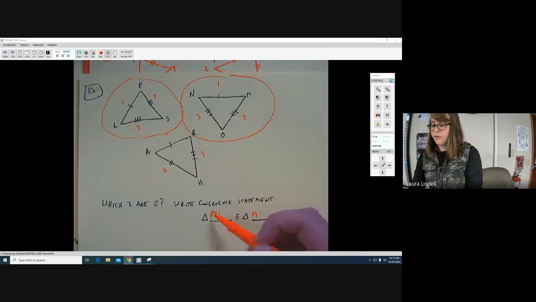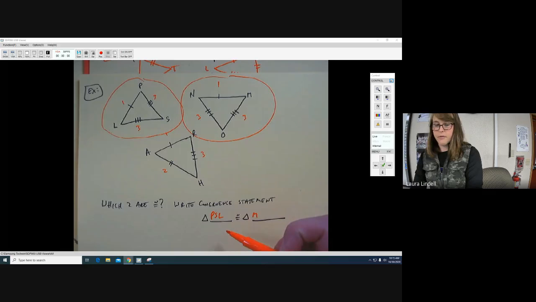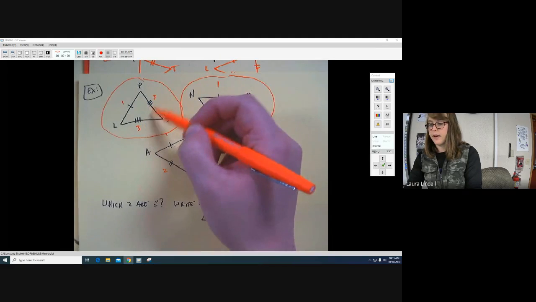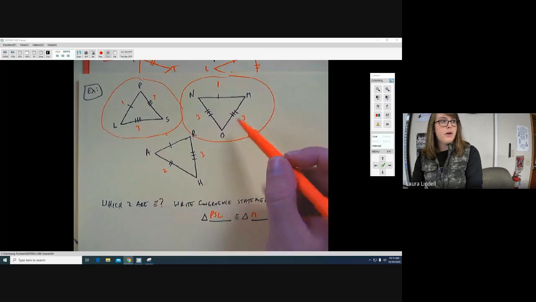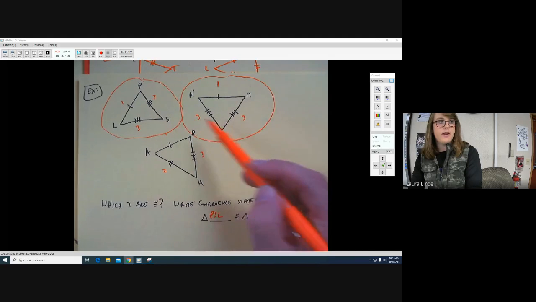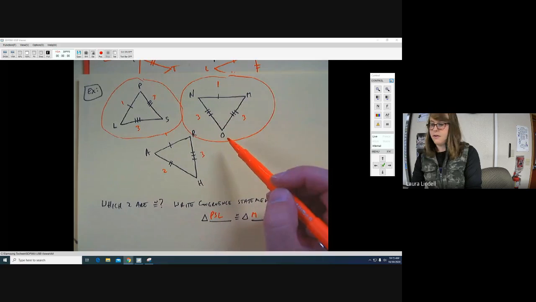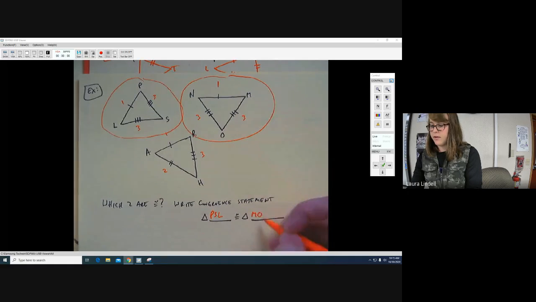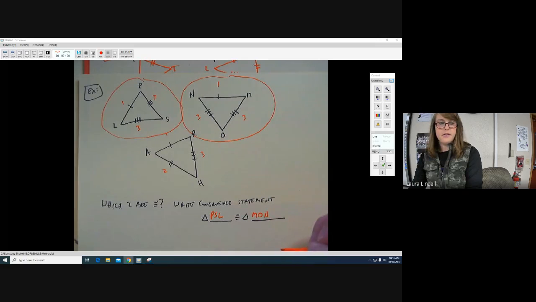Then we go from P to S. This is where you have to be careful, though, when you go from P to S, because S is between 3 and 3. So you do have to make sure that you pick the one over here that's between 3 and 3. So in this case, O is between 3 and 3. And then the last letter is N by default. So PSL would go with MON.